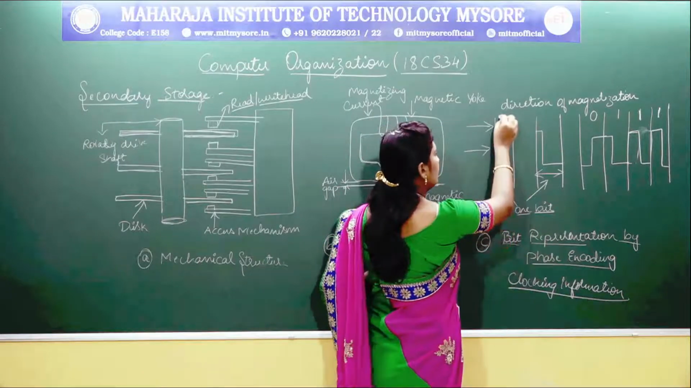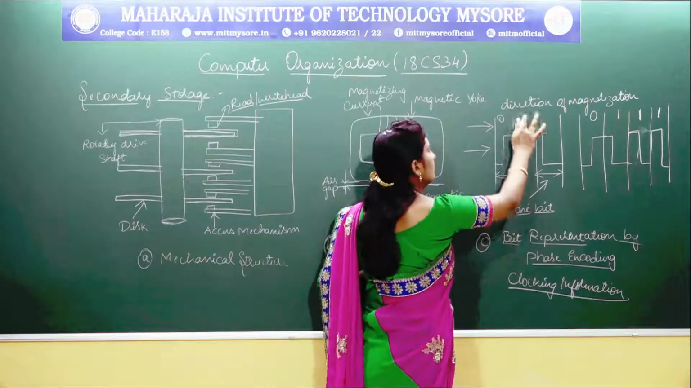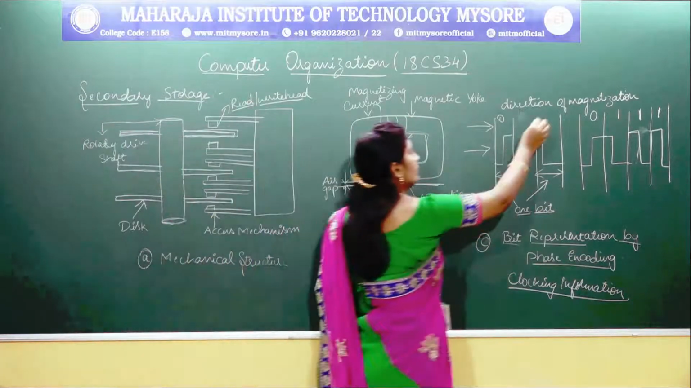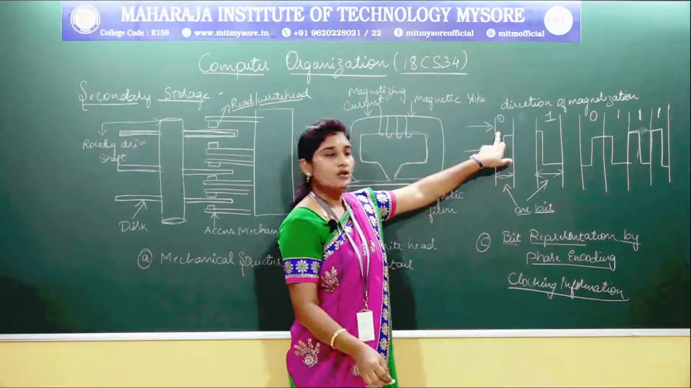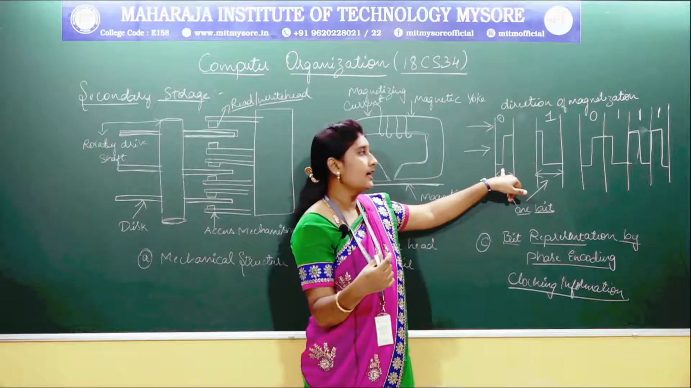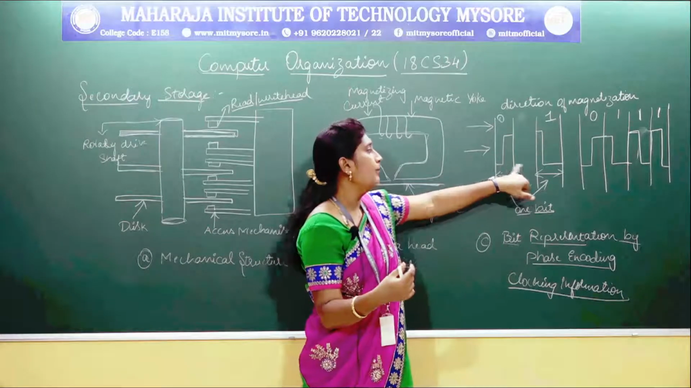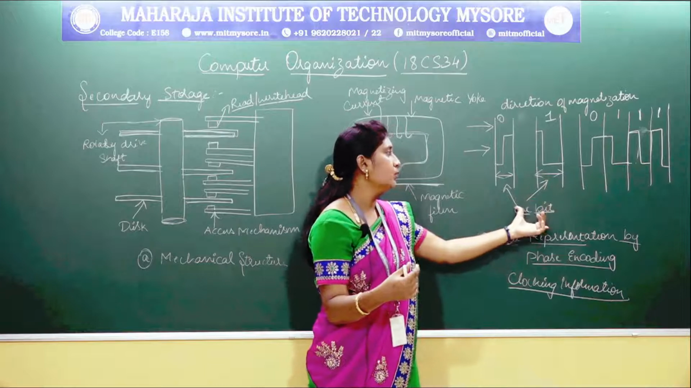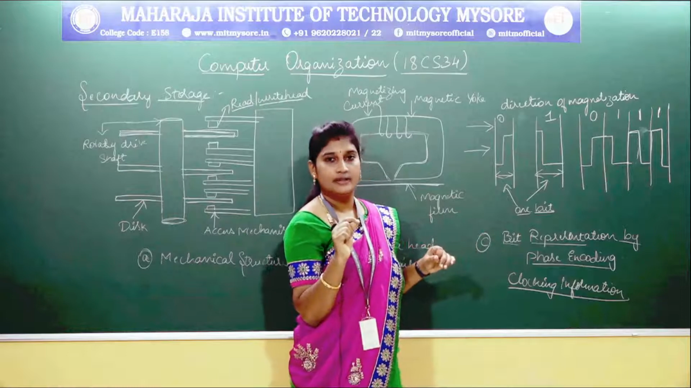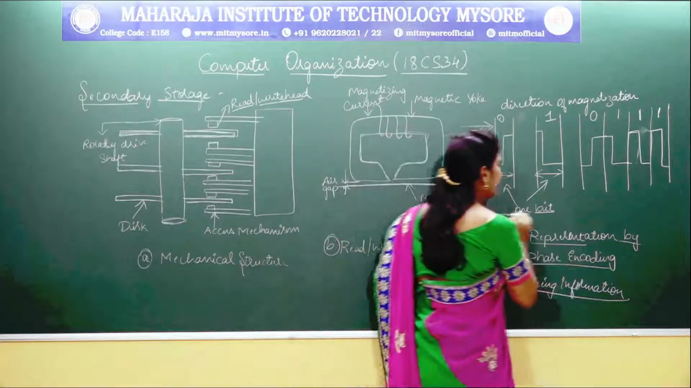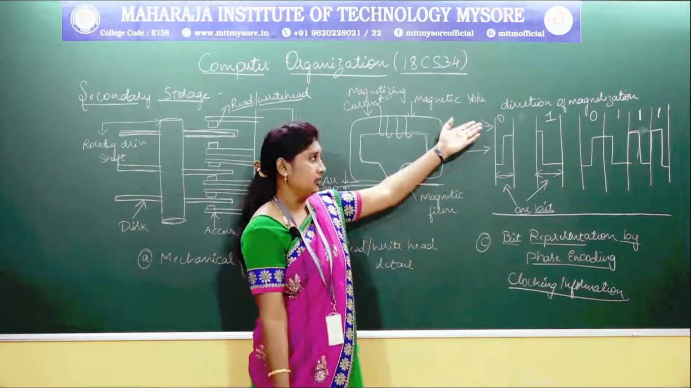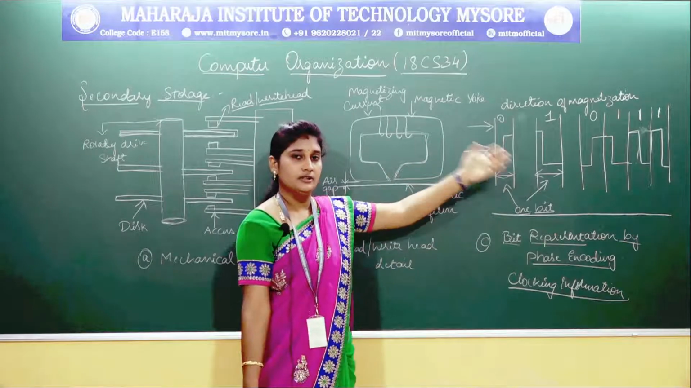So, here you can see 0, 1. The encoding of your binary data takes place through the midpoint of your bit period. This is one bit, and the bit pattern is encoded at the midpoint of your bit period. This is how the encoding is done for the binary pattern, and the direction of magnetization is given here.